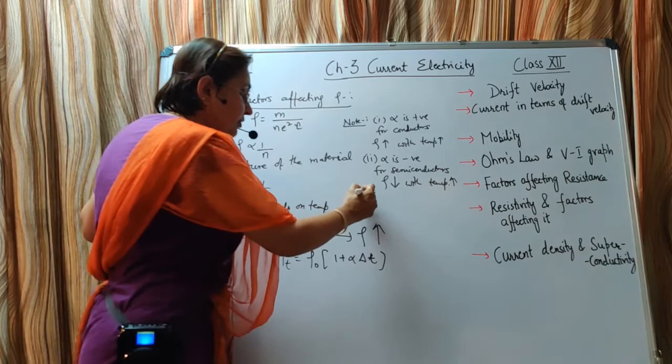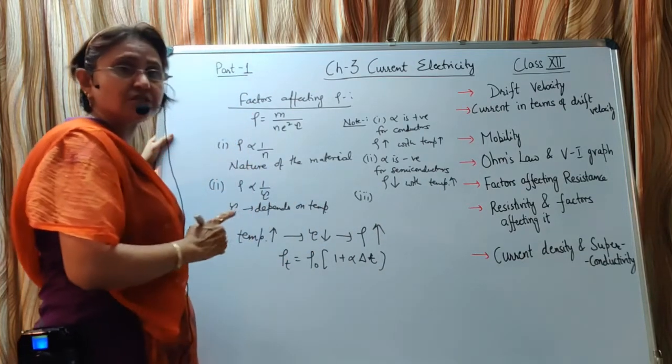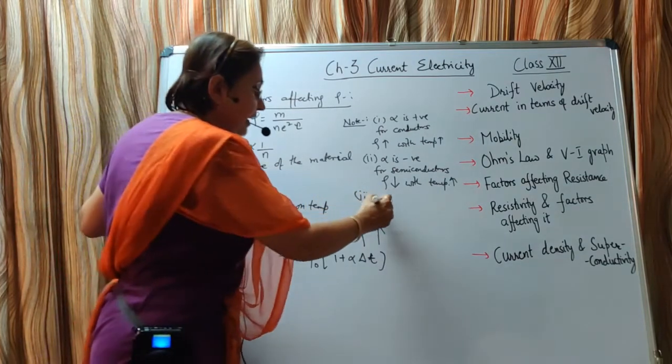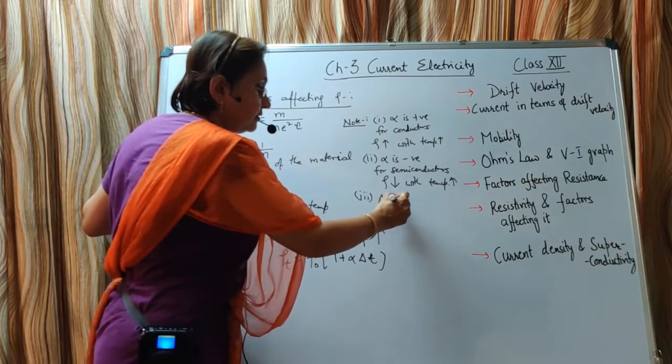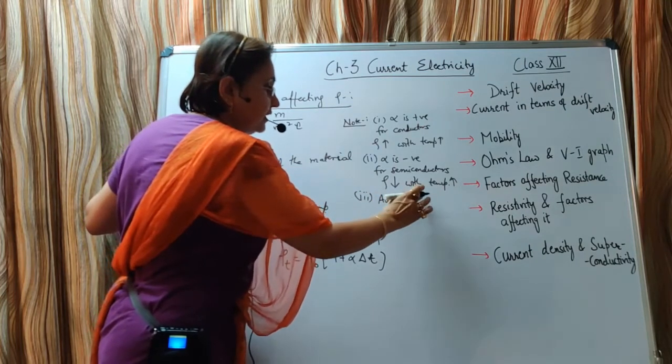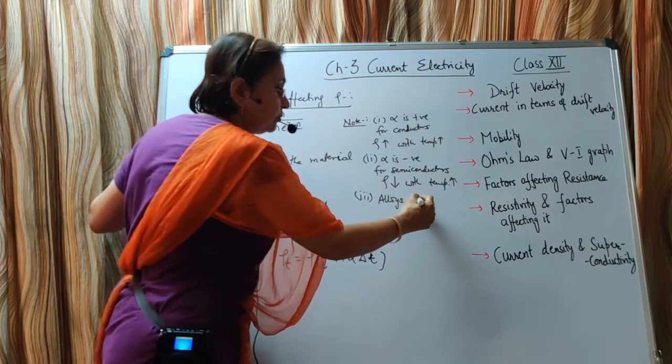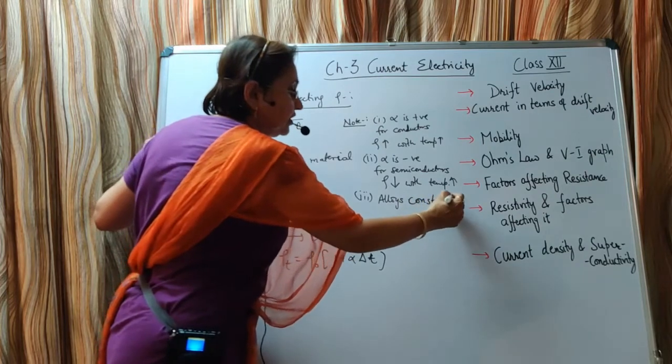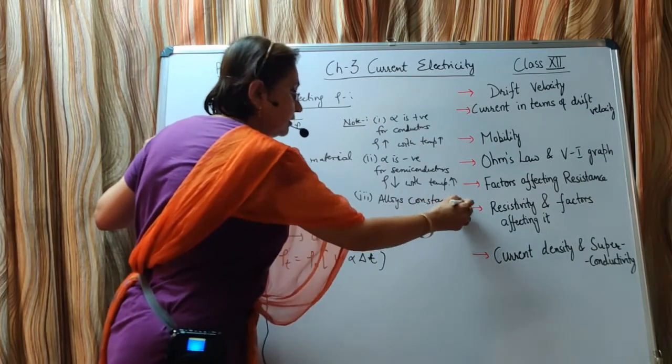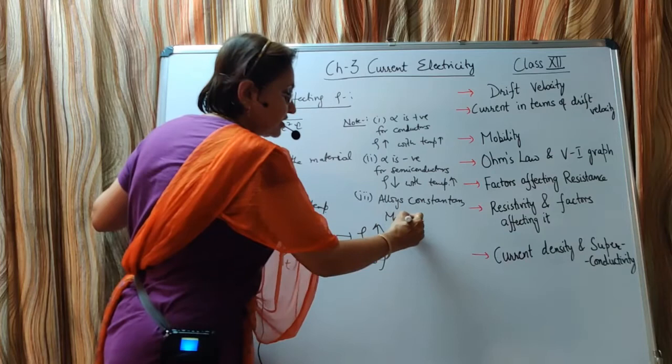Now there are some substances, alloys, like constantan, manganin, nichrome. These are called standard resistance coils.